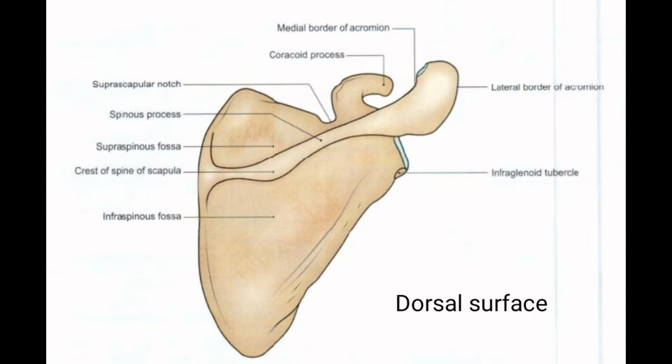The dorsal surface, a prominent spine, divides this surface into a smaller upper supraspinous fossa and a larger infraspinous fossa, giving origin to supraspinatus and infraspinatus muscles respectively. The dorsal surface of the scapula faces outwards. It is a site of origin for the majority of the rotator cuff muscles of the shoulder.